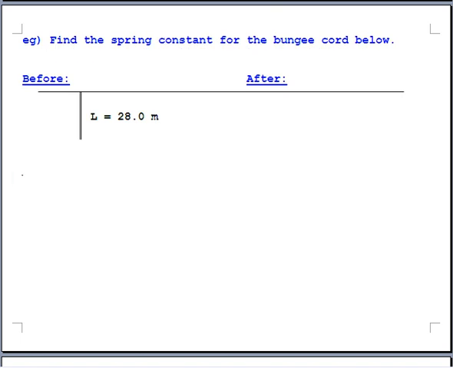So we've got a bungee jumper here. We're going to find the spring constant for the bungee cord below. That dog is totally humanely harnessed. Don't worry about it. This dog is radical.